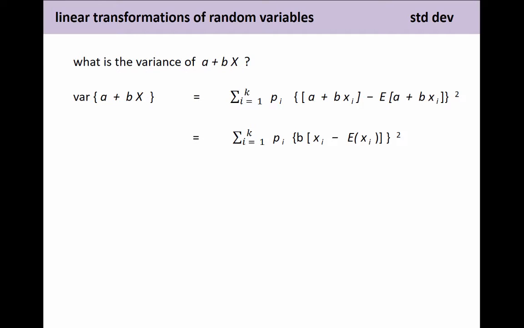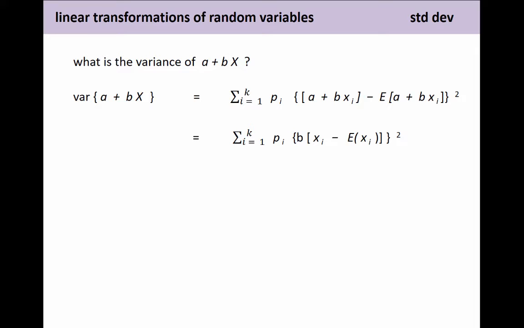So what we're going to have is the subtraction a minus the expected value of a is just going to be 0, and then we're going to have b sub i times both x sub i and the expected value of x sub i. And I've tried to use square brackets and curly brackets to make it a little easier to see what's going on. Both the b and the x sub i minus the expected value of x sub i term are squared, but we're going to work with that in a minute.